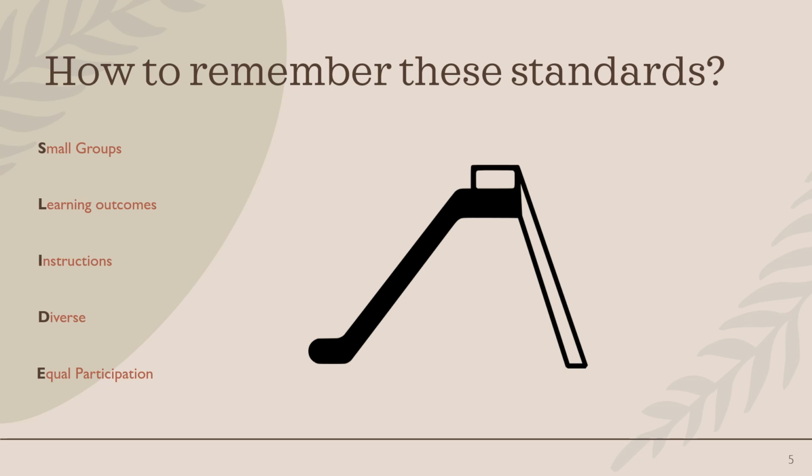L is for learning outcome, ensuring learning goals are being reached and there is consistently something to gain from the experience. I is for instruction. By giving clear instructions, students understand the task at hand in order to reach full potential and achievement.